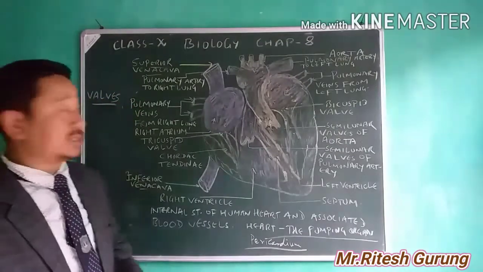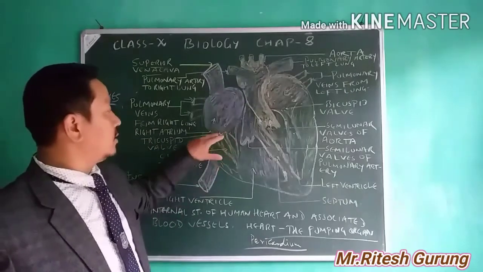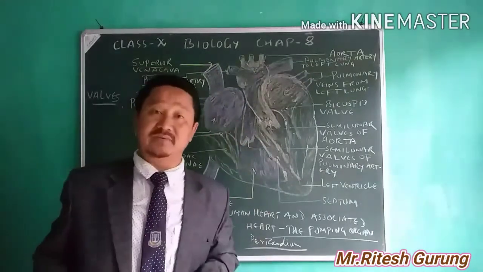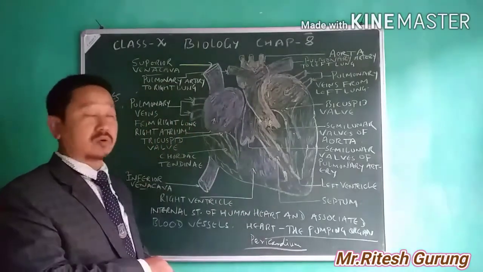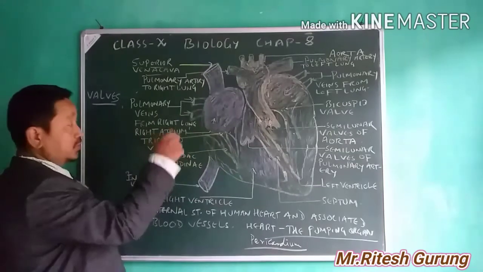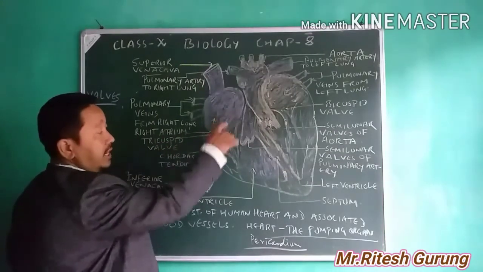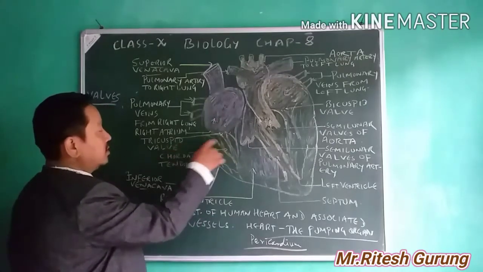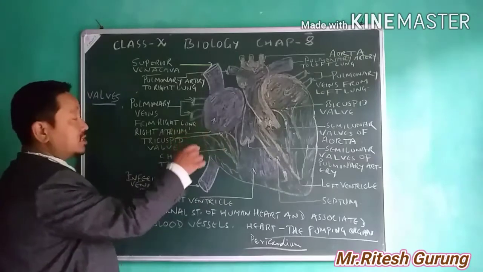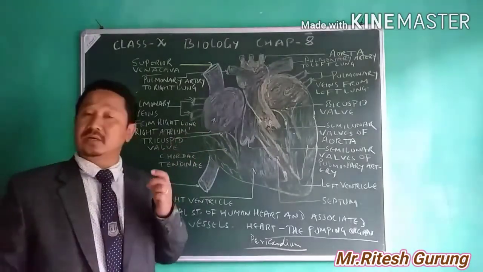Then we'll see valves. There are, as I've told you, mainly four different kinds of valves, and they all have their own functions. Let us begin with the tricuspid valve. As I've told you before also, the valve between the right auricle and right ventricle is called the tricuspid valve, and it is tricuspid because it has 3 flaps or 3 cups.